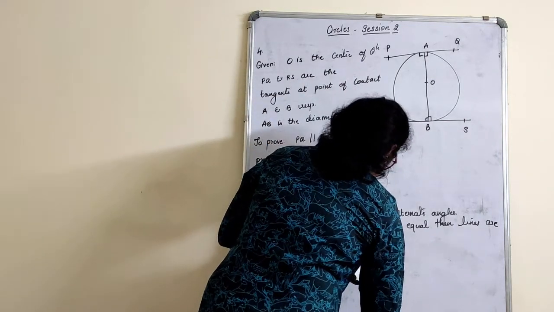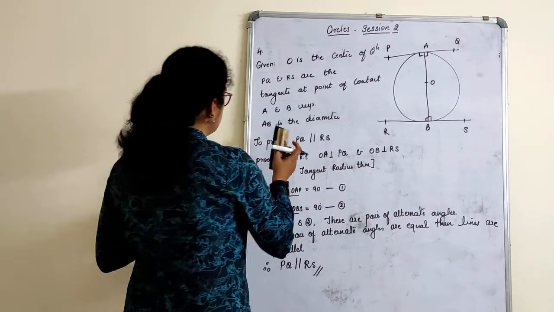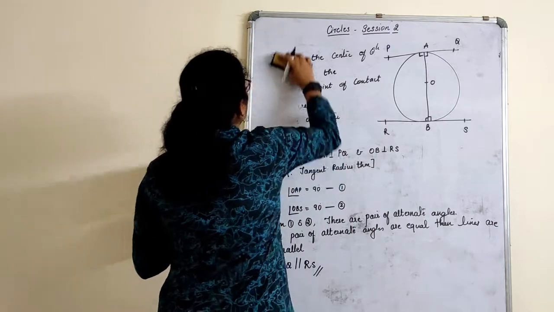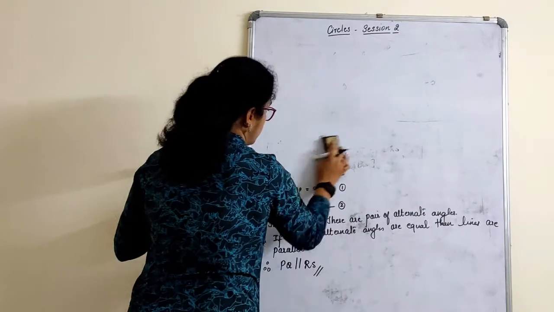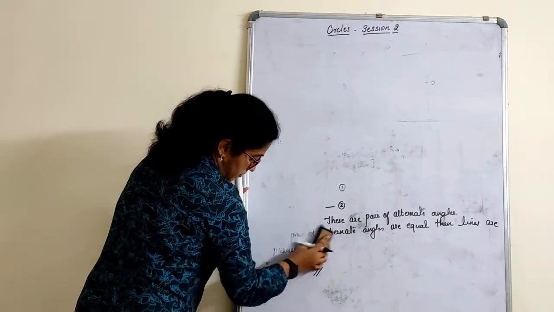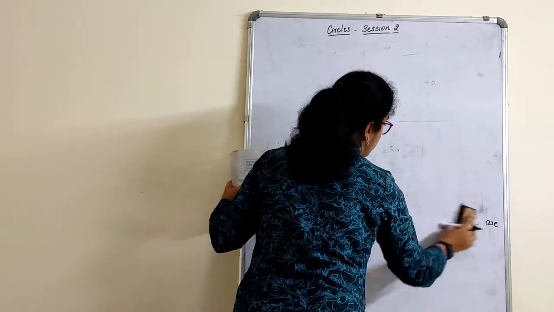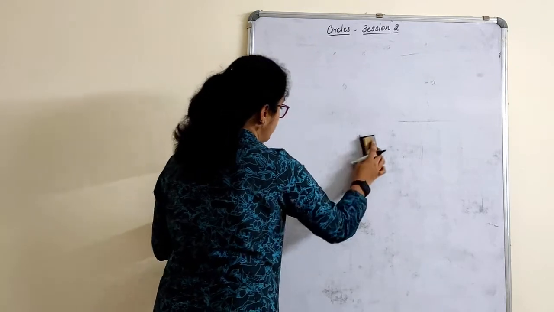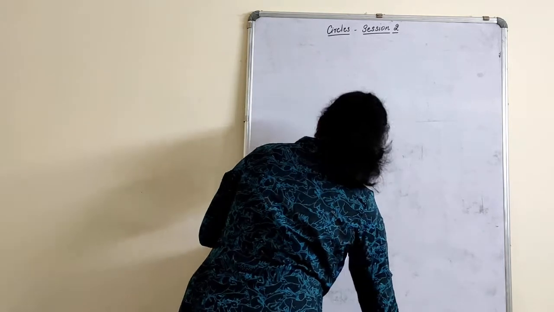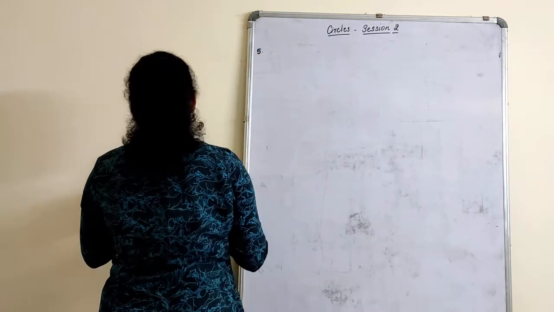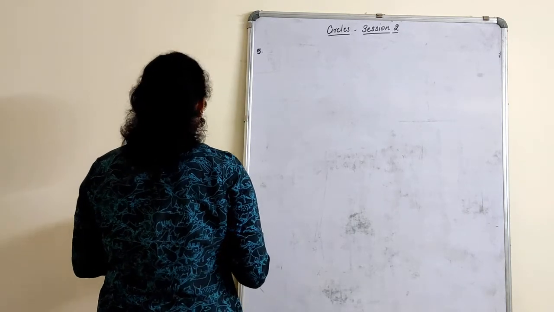Prove that the perpendicular at the point of contact to a tangent to a circle passes through the center. Okay. We will be going with the next session also for this chapter. I will only do a few sums today and the remaining sums will be done in tomorrow's session. Fifth one, prove that the perpendicular at the point of contact of a tangent passes through the center of the circle.